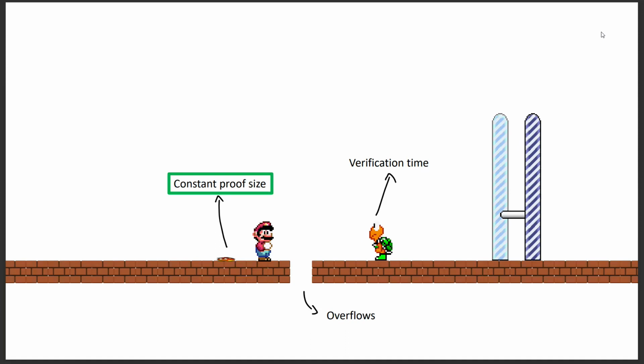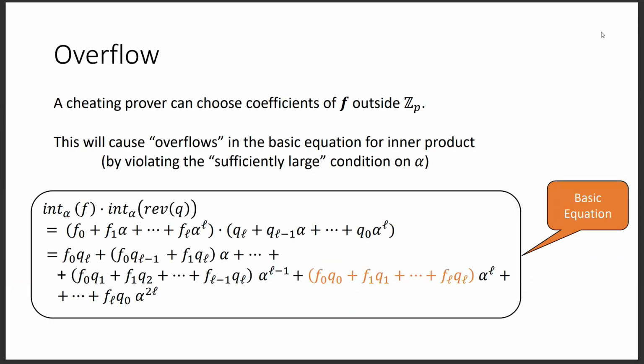Everything I talked about before was assuming that all these things are small, or that when you write in base alpha, you're going to get everything correctly. But this doesn't happen in practice, especially if you have a cheating prover who can choose the coefficients of F to be as large as they want. So when you have an equation like we had before, the middle term that we're looking for is not exactly of this form.